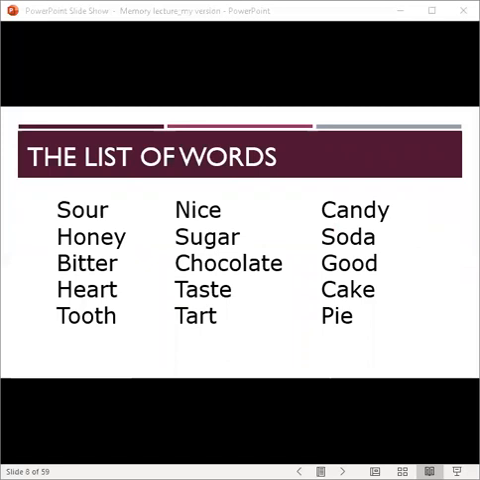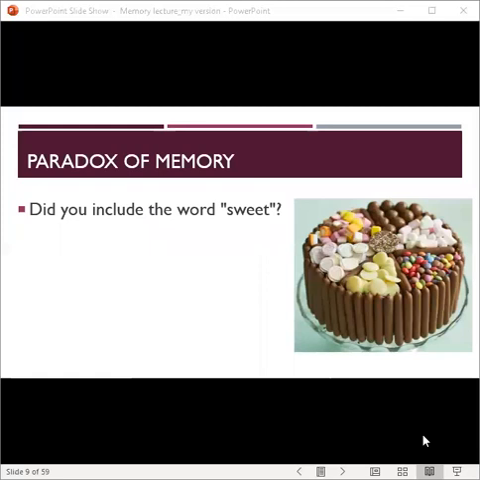All right, how did you do? Were you able to recall a lot of the words? Take a second and compare your list that you wrote down with what's here. How did you do? Anyone write anything that wasn't on the list? Did anybody include the word sweet in your listing? Interesting. Sweet actually wasn't one of the words listed.